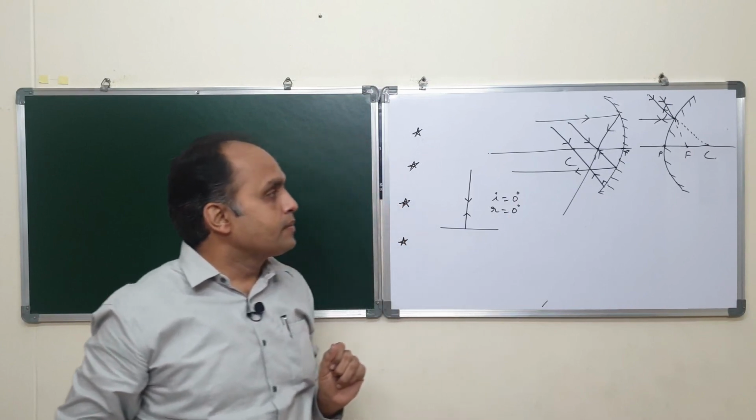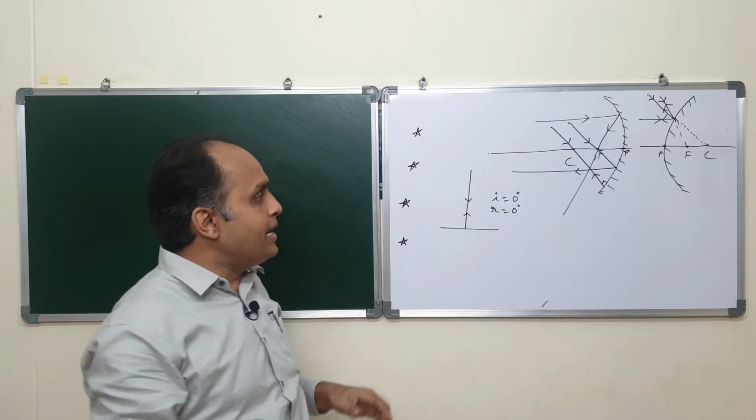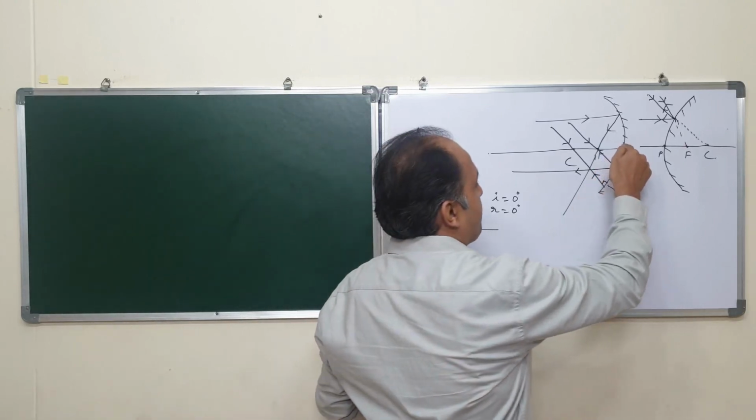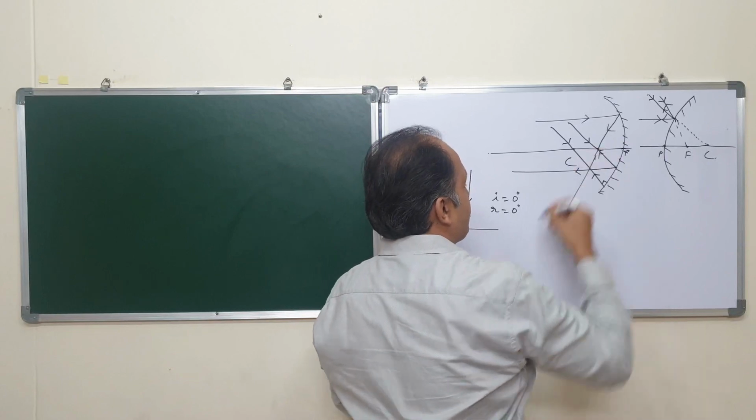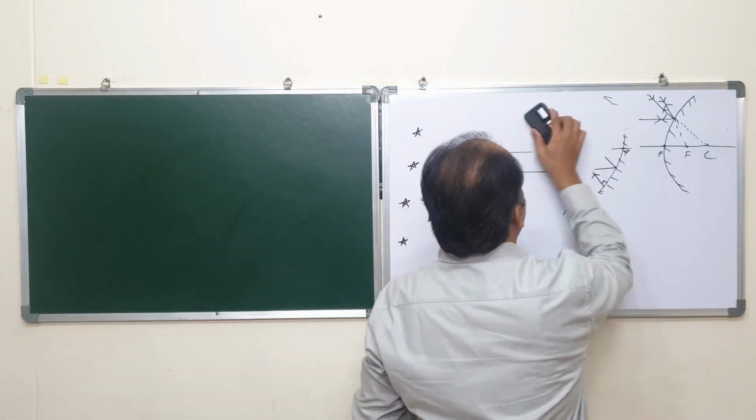Okay? And the last rule, the fourth rule: any ray of light which first strikes the pole, means if it... this is quite confusing, I will draw the diagram again for you.